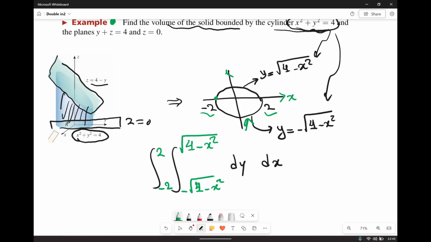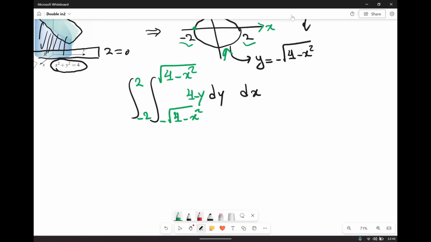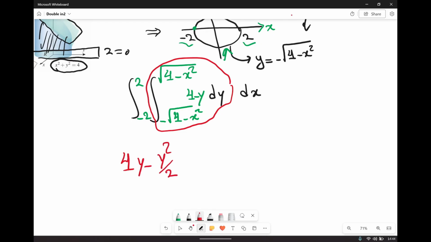But what is your integrand? z equals 4 minus y. Right now we must calculate this integration. At first, this partial integration with respect to y. The answer is 4y minus y squared over 2. Right now I put in the limit boundaries, radical 4 minus x squared and the positive.